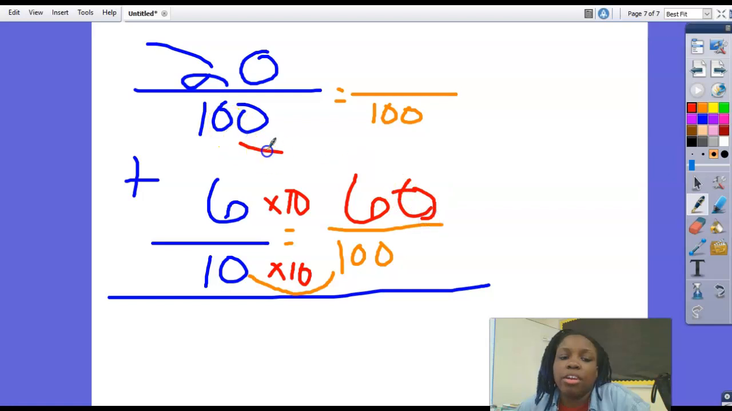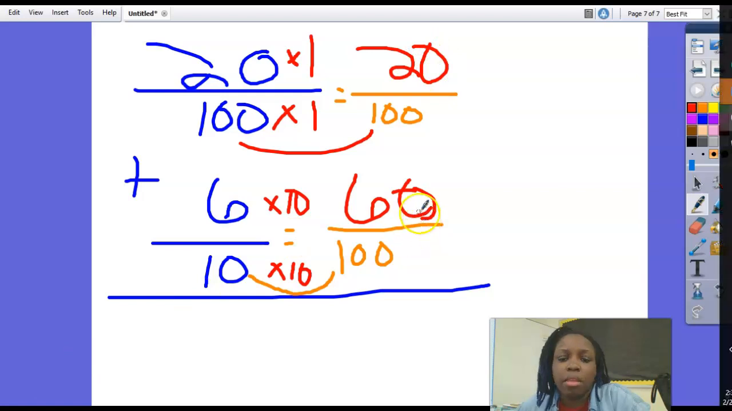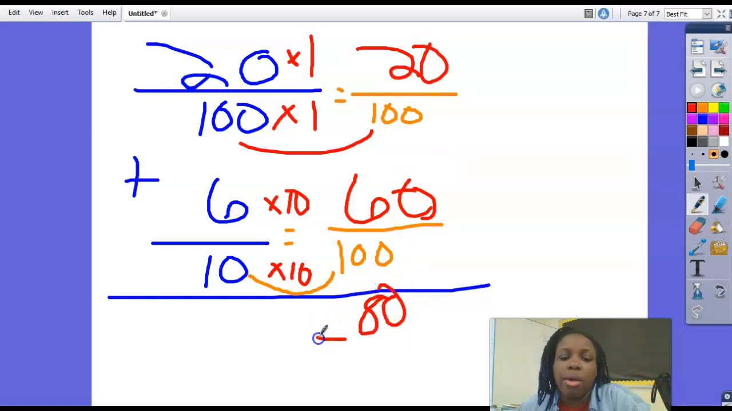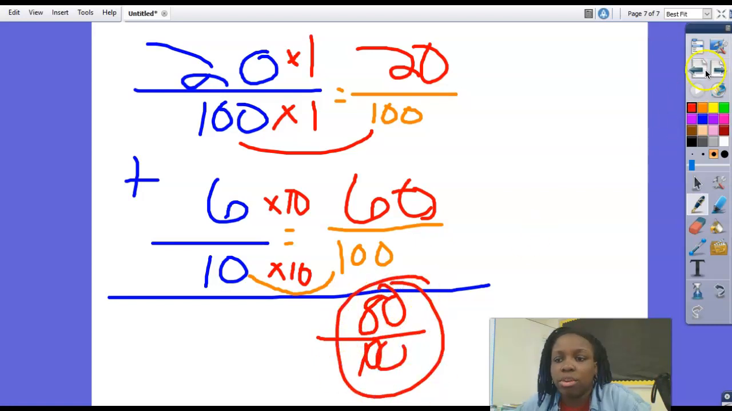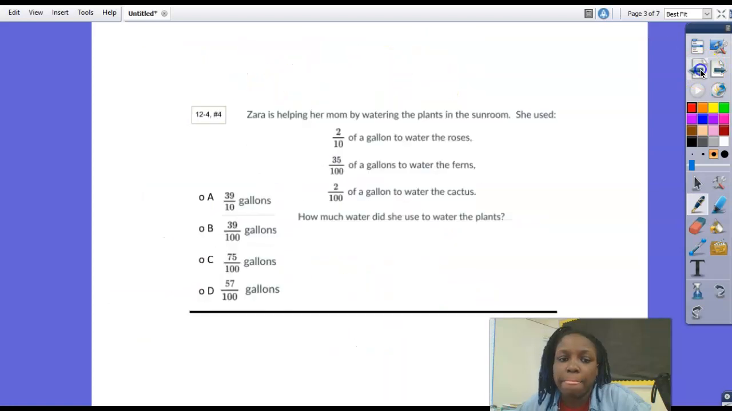So let's go right here. 100 times what will give me 100? 100 times 1 equals 100. So what I do at the bottom, I do where? Good, at the top. And 20 times 1 is, great, 20. All right, so 60 plus 20 equals, great, 80. So 80 hundredths is the answer.